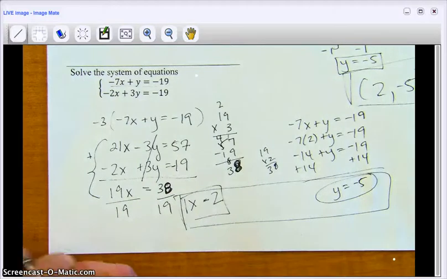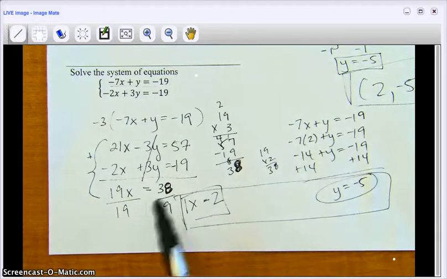Okay. So now you're going to flip over and try some of the practice problems on the back of this page on your own. Good luck.